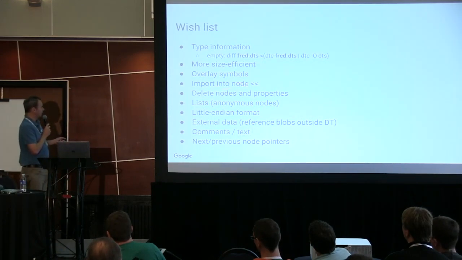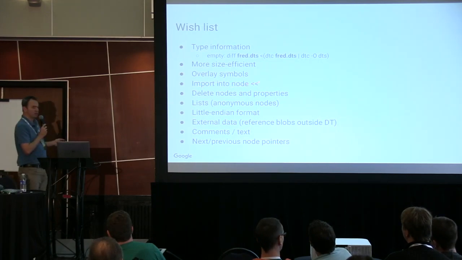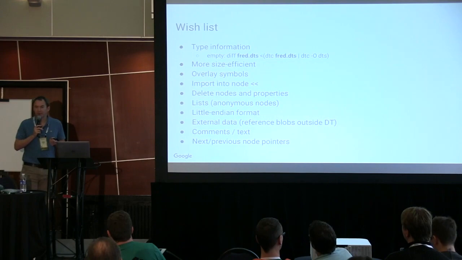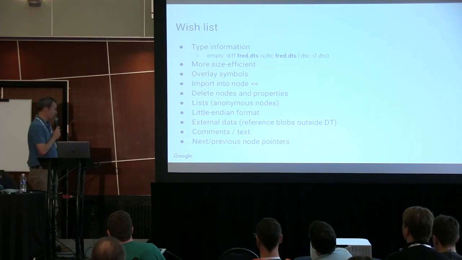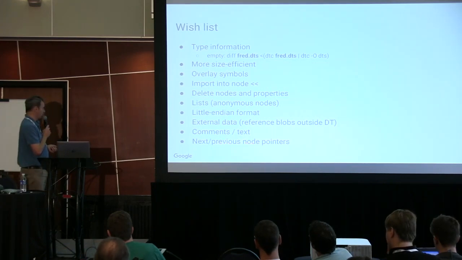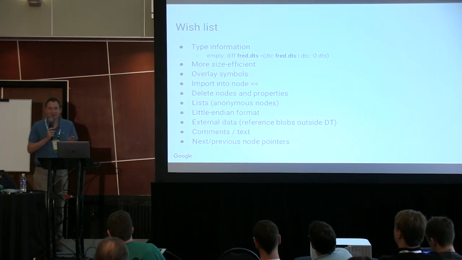Some of these you may not have seen. This is the ability to pull the stuff out of another node into the current one. I think YAML does something similar to that. This is being able to reference data outside the DT because, for example, with the FIT format that U-Boot uses, you end up with this massive device tree. You really want the metadata at the front and the files somewhere else. It's actually implemented in U-Boot, but we could put it in the system. This would be cool for speed. Anyway, that's my list.